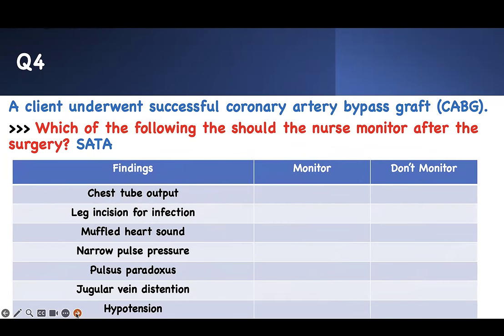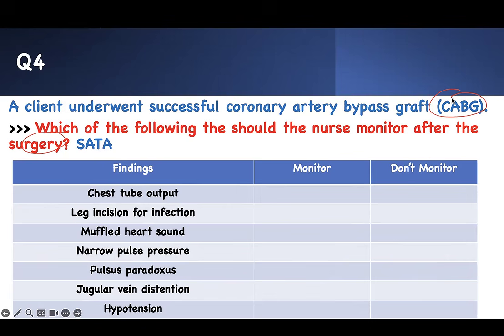Same thing, busy slide. It's a next generation NCLEX question. Don't worry about it. Look at the way we're going to approach it. We're going to go for the buzzword and then use common sense to approach it. Which of the following should the nurse monitor after surgery? That means after the patient had surgery. That's all. That's the buzzword I'm using. A client underwent successful what? What kind of surgery? Coronary artery bypass graft.